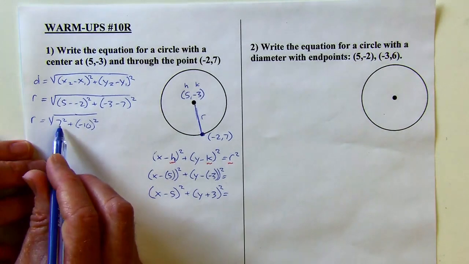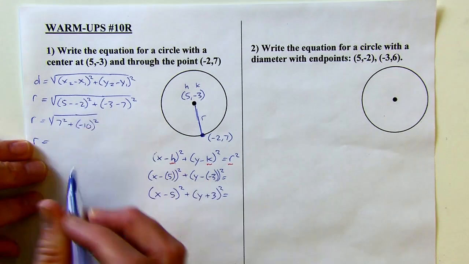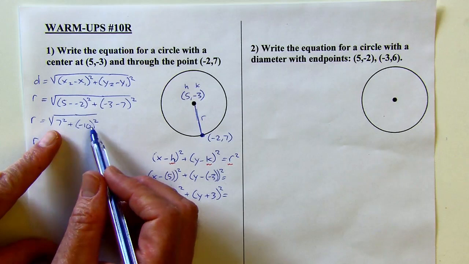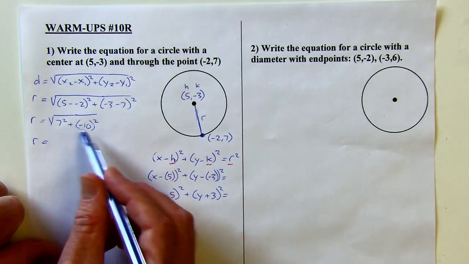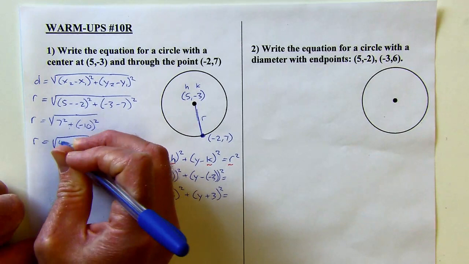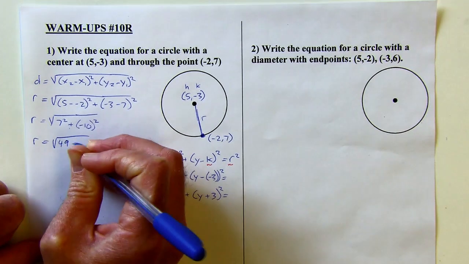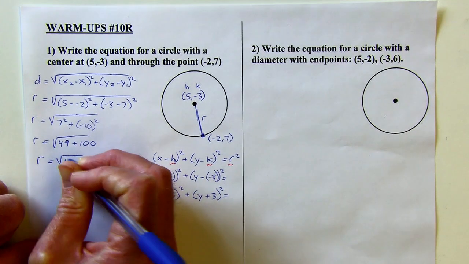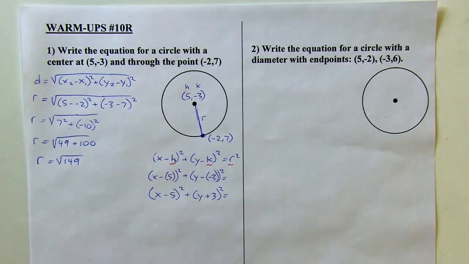So let's see. So the mistake here that I sometimes see is people say, oh, the square root and the squares undo each other. But no, because you have to do the addition before you take the square root. So I'm going to first square 7 into 49. -10 times itself is 100. So I've got the square root of 149.